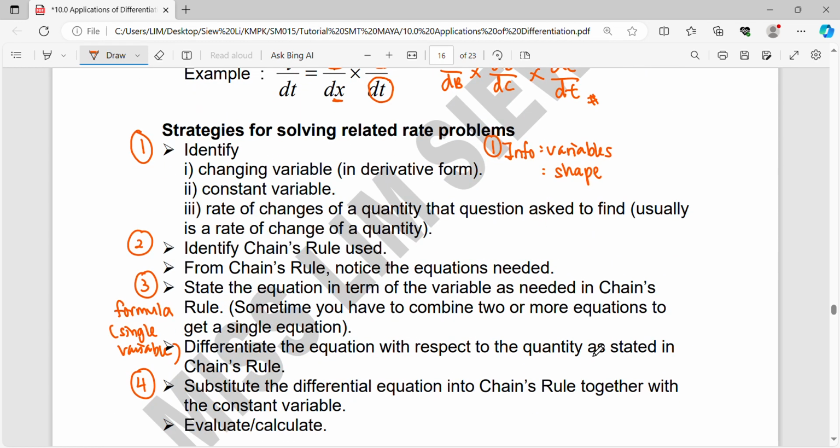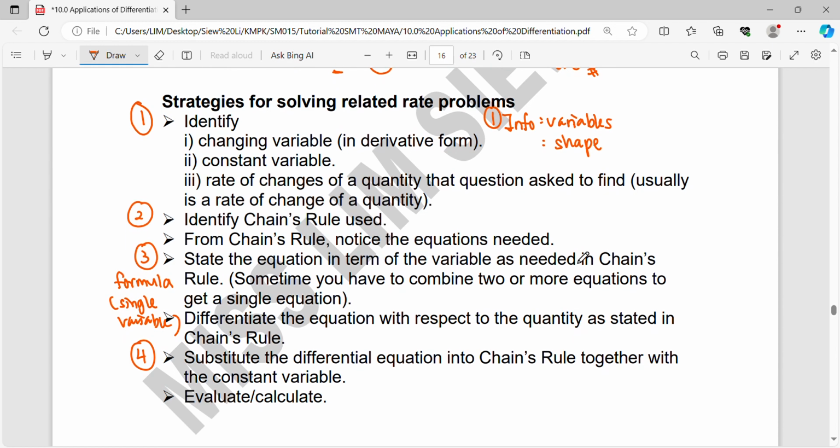Then we go for the strategy for solving related rates problems. The first one: when we read the question, we have to identify the information given here. What are your variables? What is changing? So the changing quantities are your variables. And then what is the situation going on? From the information, we identify what your changing variables are.